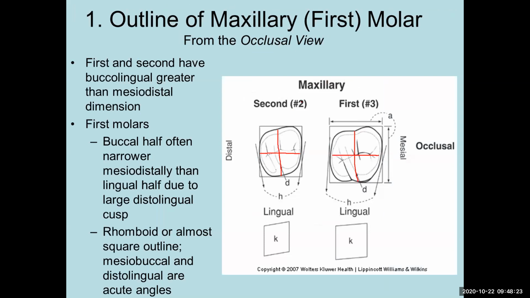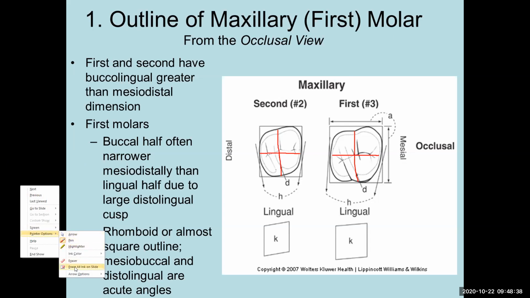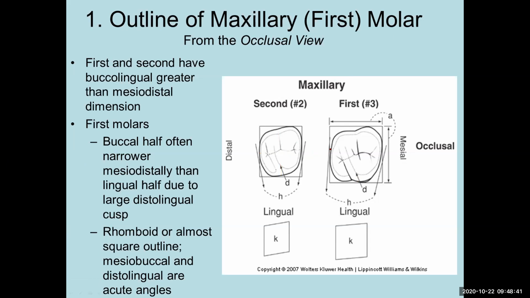The first molars, the buccal half is often narrower mesiodistally than the lingual half because of that large distal lingual cusp. So this is different from what the general characteristics are. Remember, the general characteristic is that the teeth are generally narrower on the lingual. It's not on the first molar, but it is on the second molar. It's rhomboid or almost square outline, acute angles, and it's got that cusp of Carabelli. This is showing you the oblique ridge.